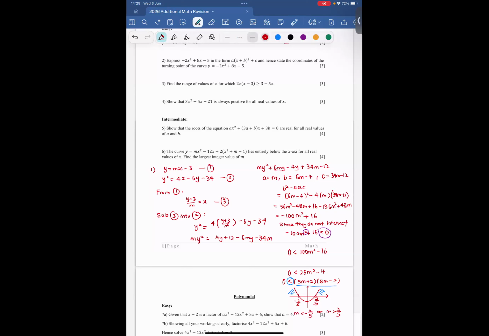Do not do square root or anything. What you all will do is go and bring this 16 over to that side, then divide by 100, then square root. You cannot do that. This is quadratic with an inequality. You can only factorize, draw your graph, and choose your region.